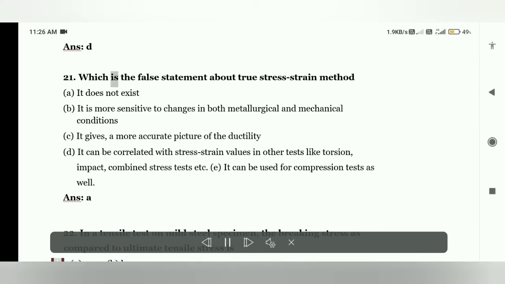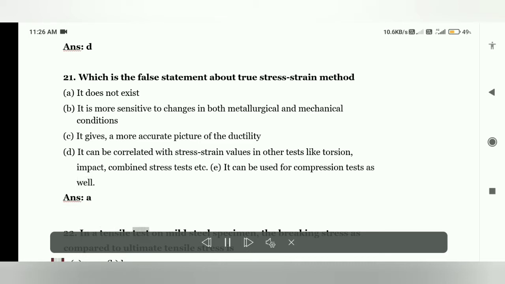21. Which is the false statement about true stress strain method? It does not exist. Is more sensitive to changes in both metallurgical and mechanical conditions. It gives a more accurate picture of the ductility. Can be correlated with stress strain values in other tests like torsion, impact, combined stress tests, etc. It can be used for compression tests as well. Answer A.